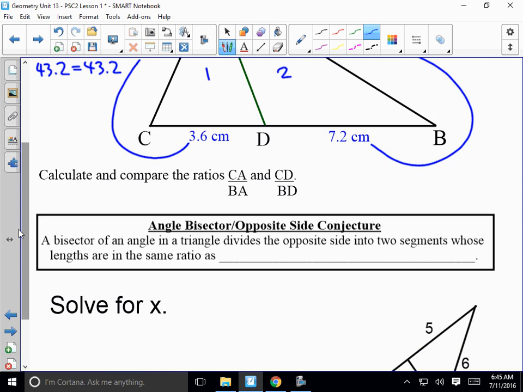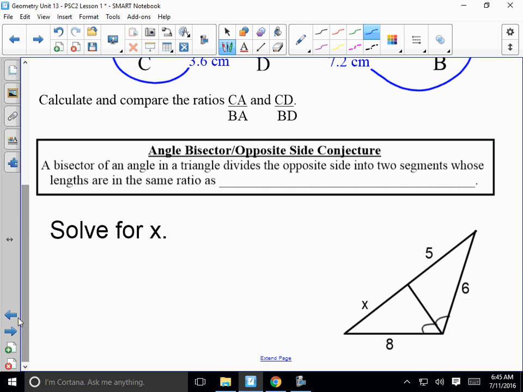So now this gets us into the angle bisector opposite side conjecture. A bisector of an angle in a triangle divides the opposite side into two segments whose lengths are in the same ratio as each other. So we can say as the opposite side, or as each other in this situation.